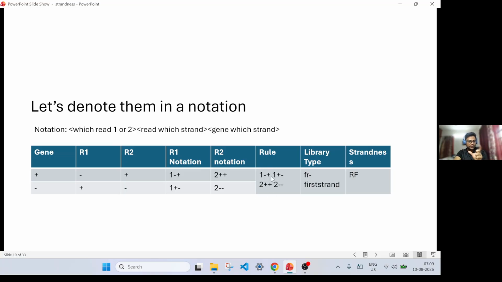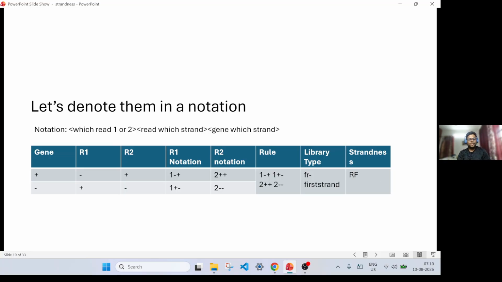If such a thing is observed, that means you took R1 and tried to match it: for R1 it will be opposite, it will not match directly, and for the second read it will match with the same strand notation. This type of library is called the fr-firststrand library, where you are retaining the first-strand cDNA and you have removed the second-strand cDNA. For strandedness, you generally use the terms R and F, because the first read will be opposite, minus plus, plus minus, that means reverse, and the second one will be plus plus, minus minus, meaning forward.